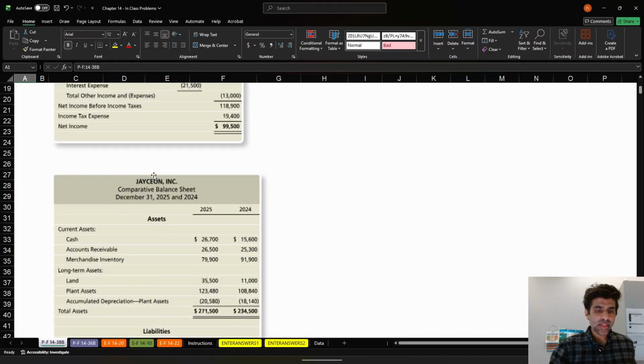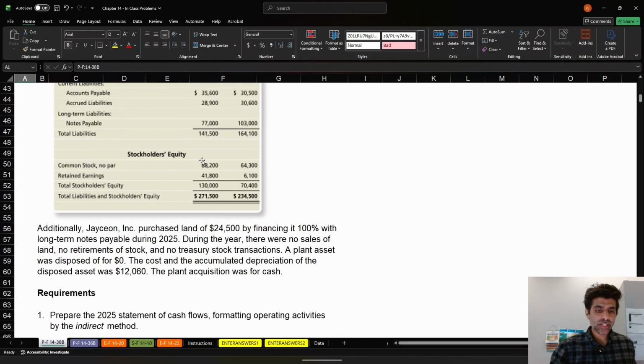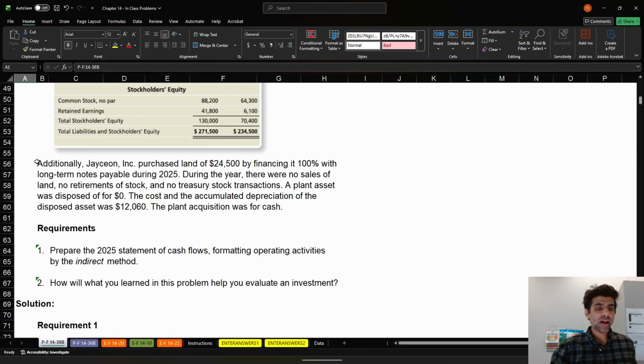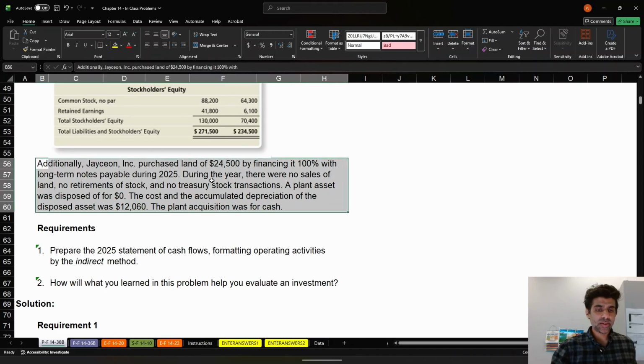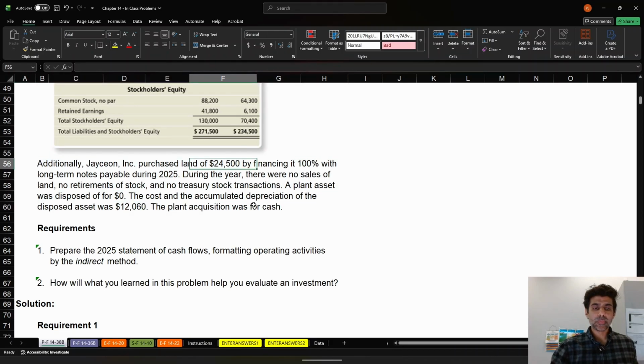You have an income statement and another comparative balance sheet. And you also have some additional information here. There's an investment that was made 100% with a long-term note payable. So this is going to be a note, because it's not going to appear on the statement of cash flows since no cash is transacted, even though it was an investing and a financing activity.